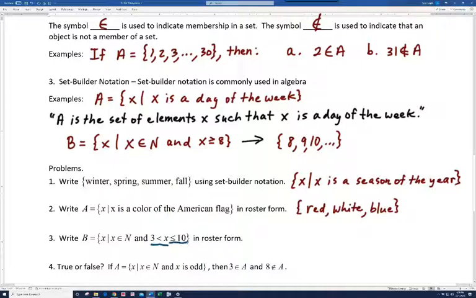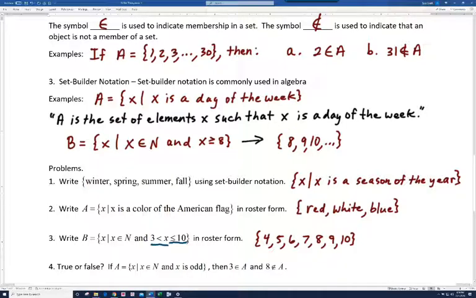Basically the idea is X is between 3 and 10, not including the 3, but including the 10. And so that would be these numbers here, 4 through 10. Number 4, true or false.